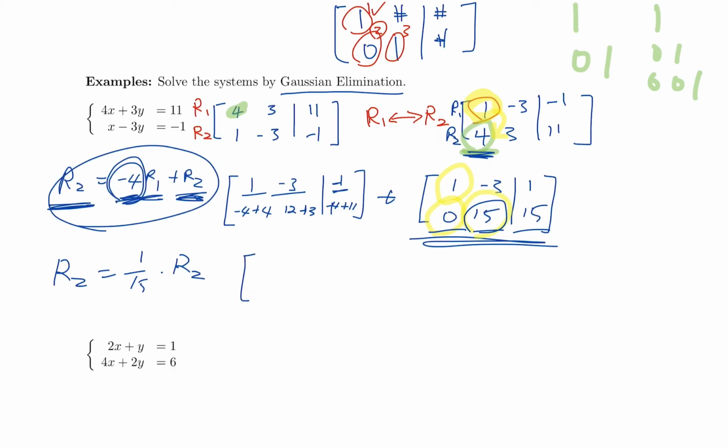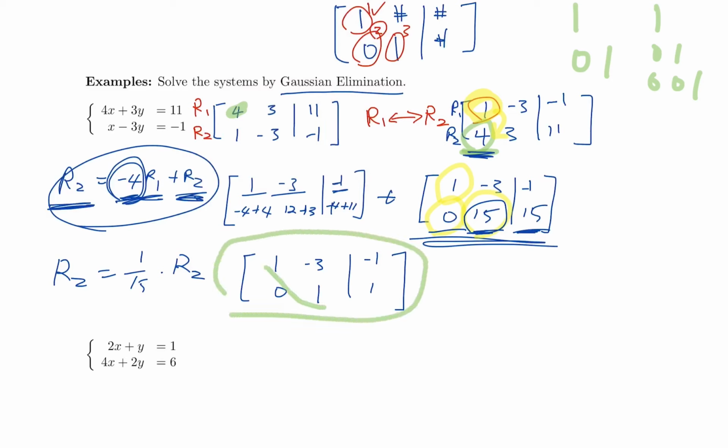So let me just do that again. Row 1 stays the same. Just copy it. Keep doing this negative 1 here. Negative 1. Then I get 0. 15 divided by 15 gives me 1. 15 divided by 15 gives me 1. So now we're at this point where we have 1, 1 in diagonal, and 0 here. So we met our goal.